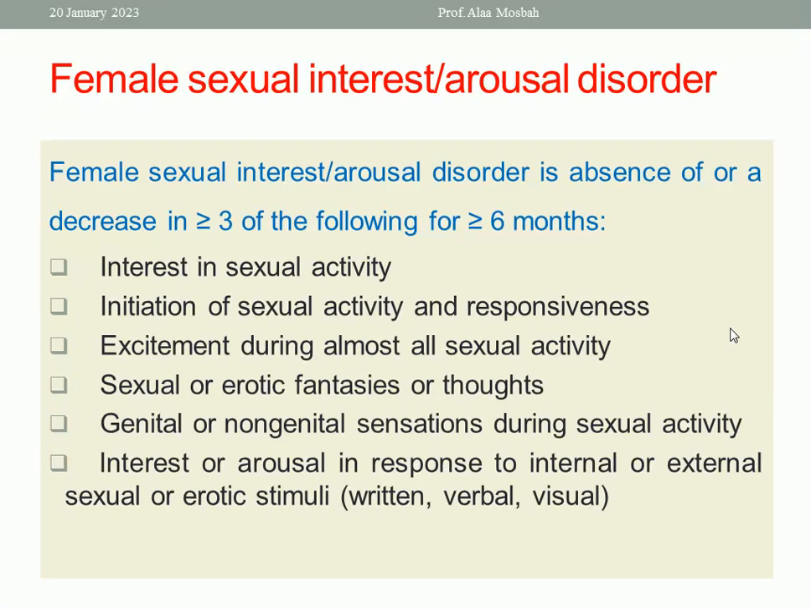So to diagnose female sexual interest and arousal disorder, the female should have an absence or decrease in 3 or more of these points. And what is the duration? 6 months or more.